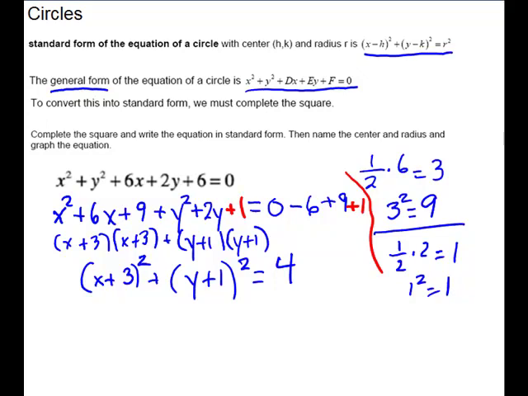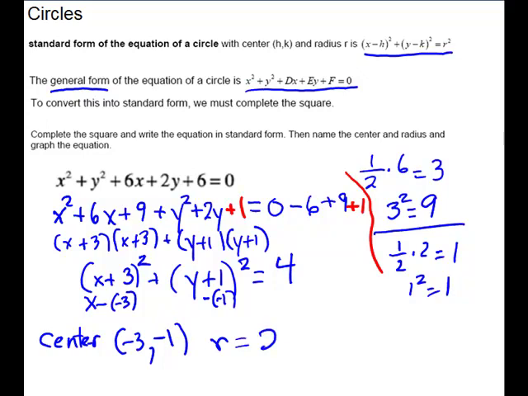And I can read off, now remember it's x minus h. So my center is going to be -3, since this is x minus a -3. And this is minus a -1, so -1. My radius, this is r squared, so my radius will be 2.